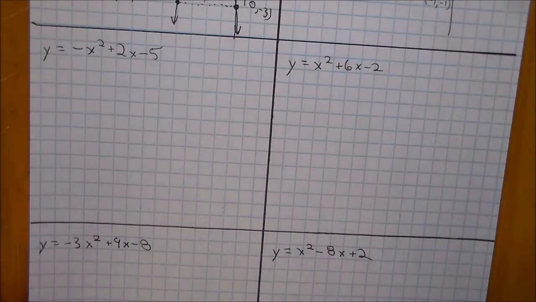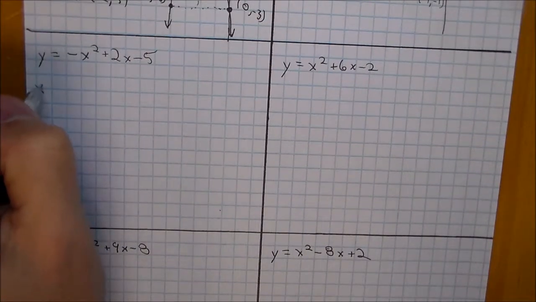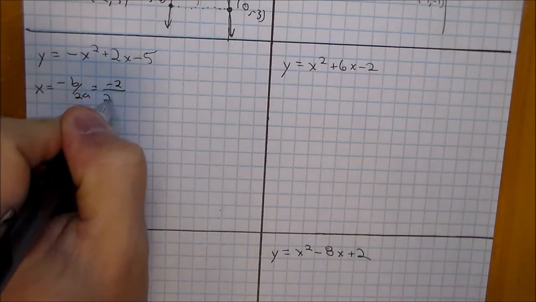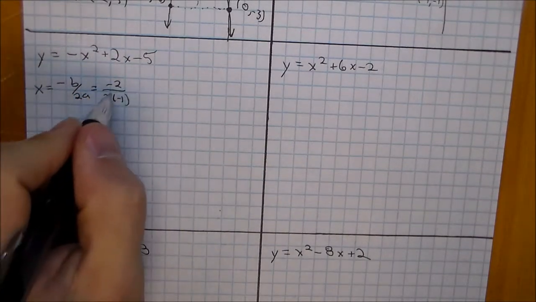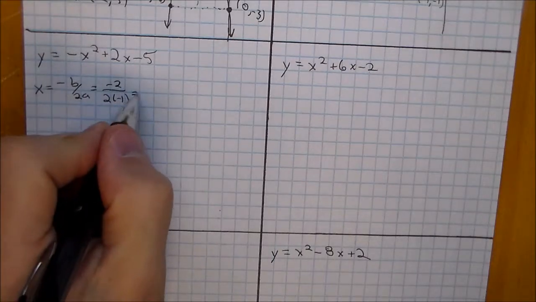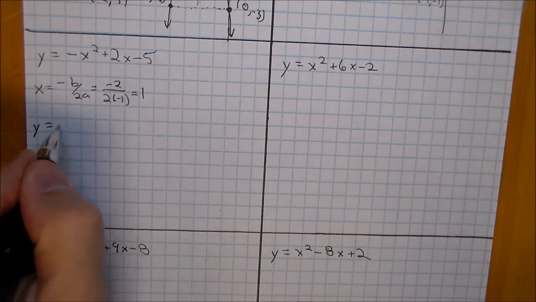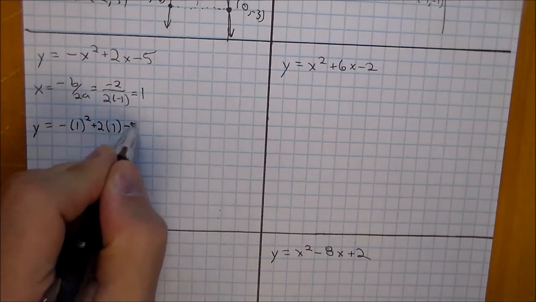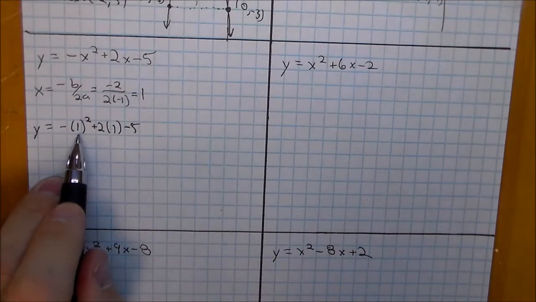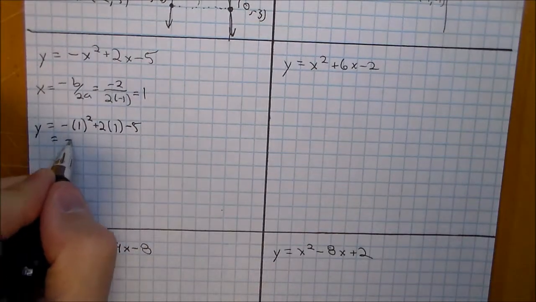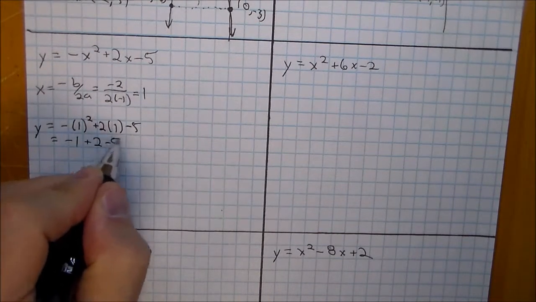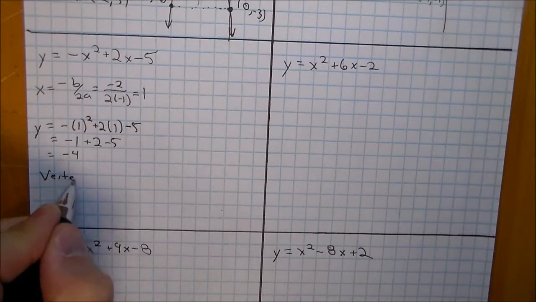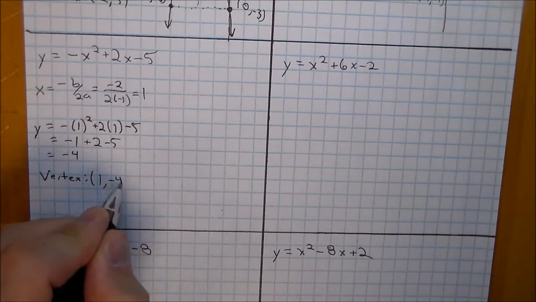Our next one is negative x squared plus 2x minus 5. So negative b over 2a, we get negative 2 over 2 times negative 1. This becomes negative 2 over negative 2, so it's just 1. Y equals negative 1 squared plus 2 times 1 minus 5. This stays as a negative 1, 2, and 5. So we have negative 4 as our vertex: 1, negative 4.